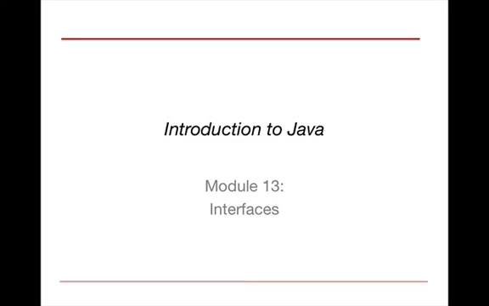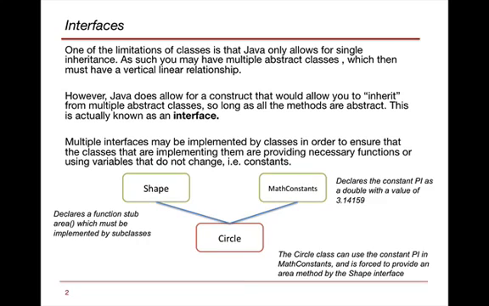An extension of abstract classes is interfaces. Interfaces provide a similar concept when we're dealing with abstract methods. One of the limitations of classes in Java is that you can only inherit from one class, or from a class that inherits from another class would be more than one. But you can only inherit from one class directly.